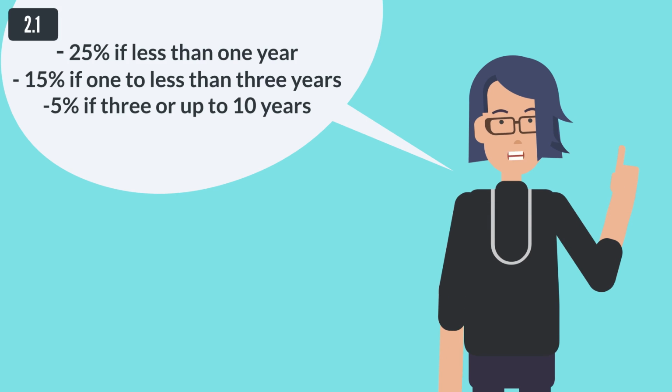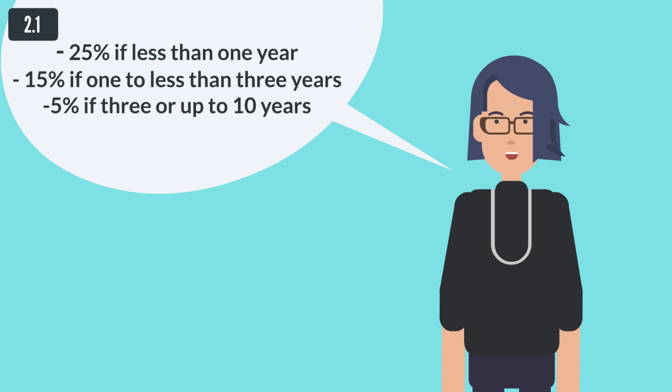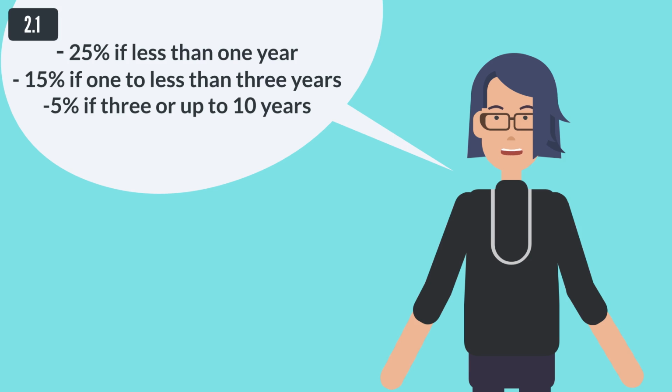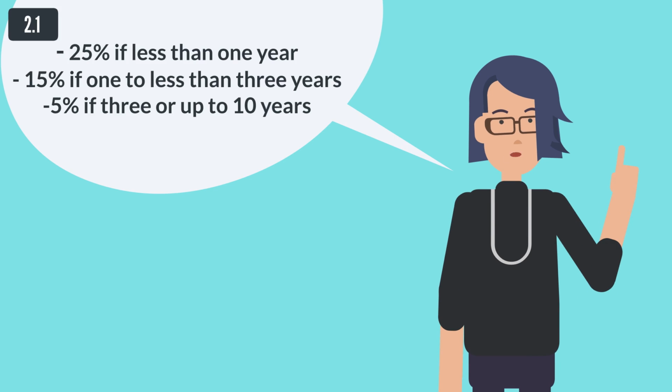A tax on profits due to land use change is 25% if less than 1 year has passed until the sale since the change of purpose in land for the construction of buildings, and 15% if 1 to less than 3 years have passed, and 5% if 3 or up to 10 years have elapsed.